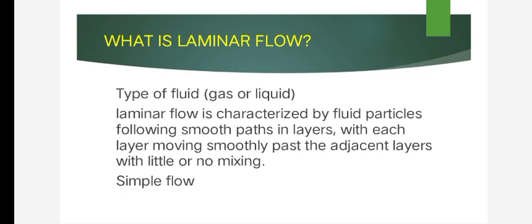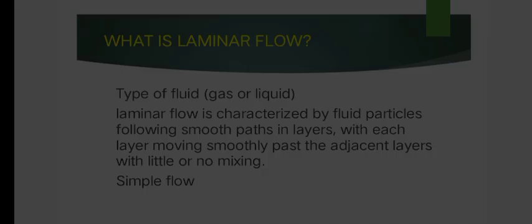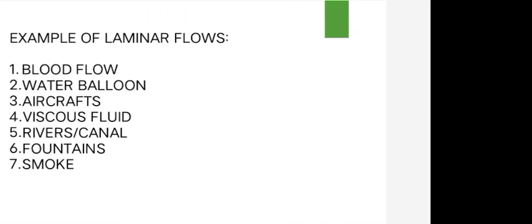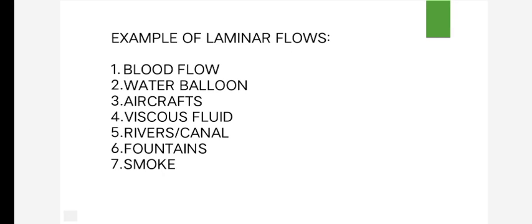So we have here some examples of laminar flow, and that will be discussed by Janelle Corbella. I am Janelle J. Corbella, and for the continuation of Miss Prieto, I will discuss the examples of laminar flow. First is blood flow, second is the water balloon, third, aircraft, fourth, viscous fluid, fifth, rivers or canals, sixth, fountains, and the last one is smoke.